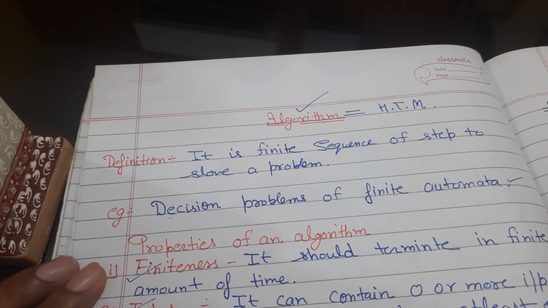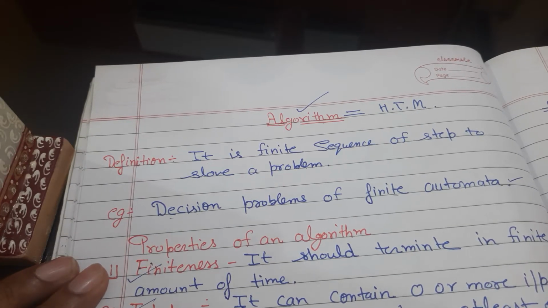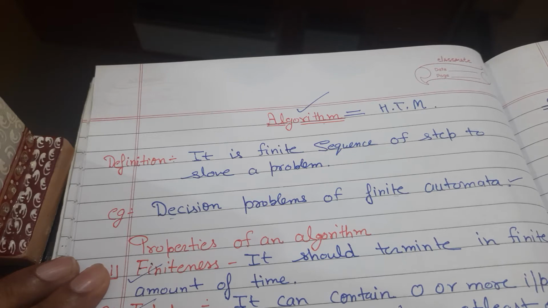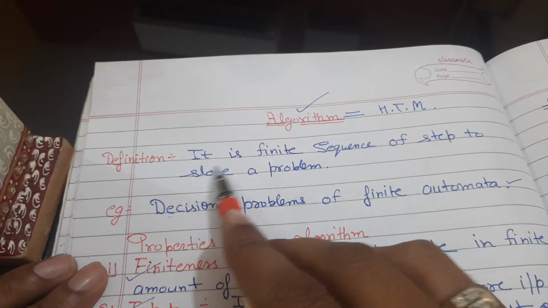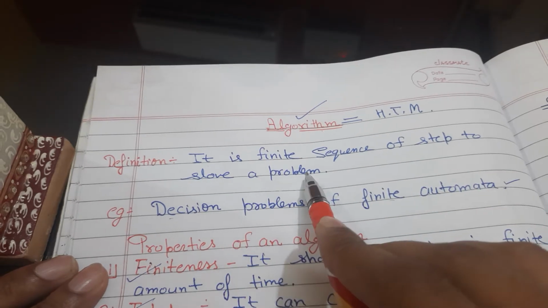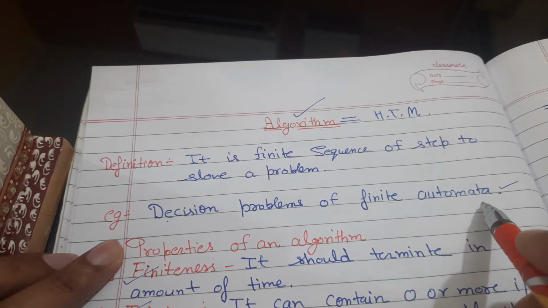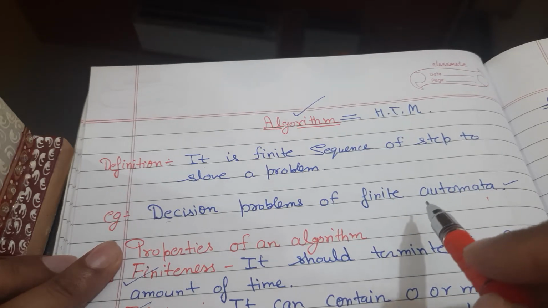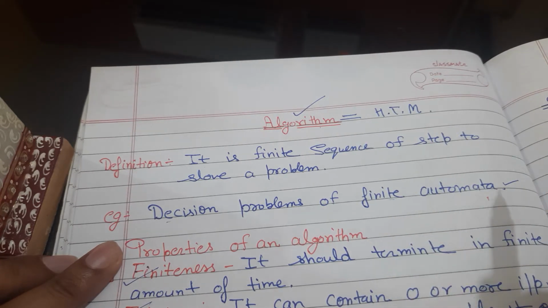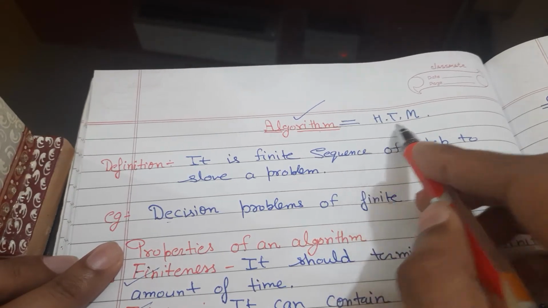Hello friends, the topic for today is asymptotic notation. Before understanding the asymptotic notation, we understand basic terminology like what is algorithm and properties of algorithm. So algorithm is a finite sequence of steps to solve a problem. Example is decision problem of a finite automata. If we compare the algorithm subject with TOC, theory of computation, so algorithm is equal to halting Turing machine.